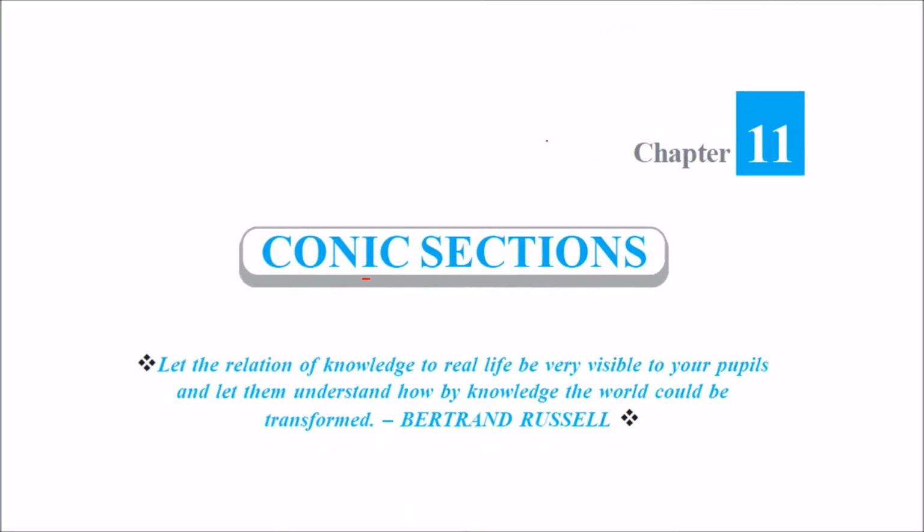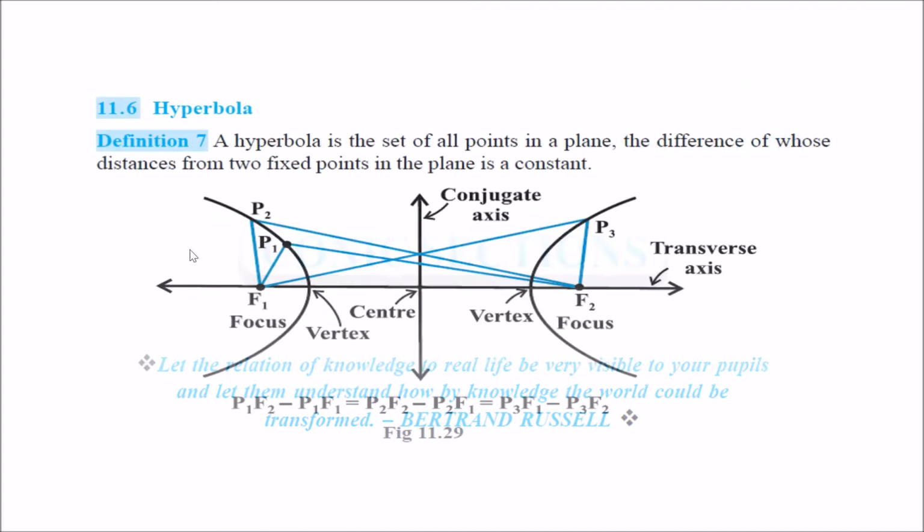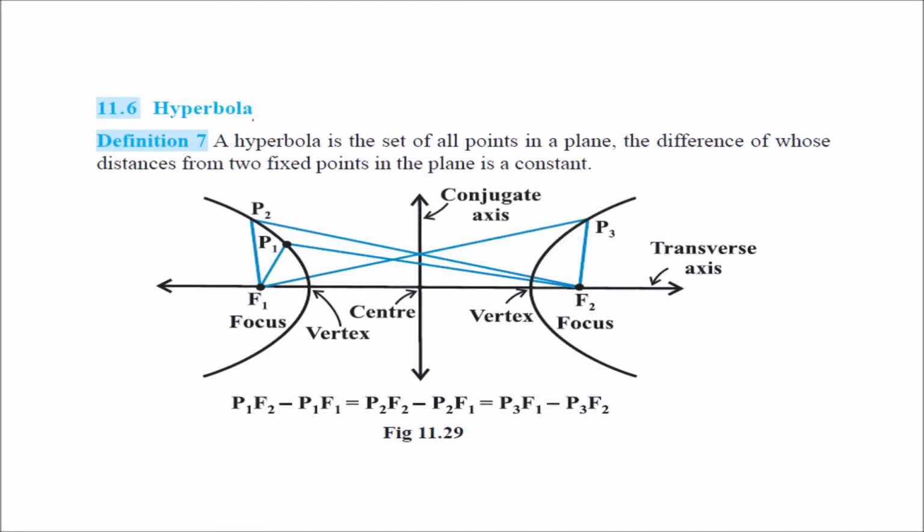So far, we have discussed conic sections in chapter 11. We have seen the circle, the ellipse and the parabola. Today we are going to see the hyperbola. A hyperbola is the set of all points in a plane. In the case of the ellipse, we saw that it was the addition. Here the key is the subtraction.